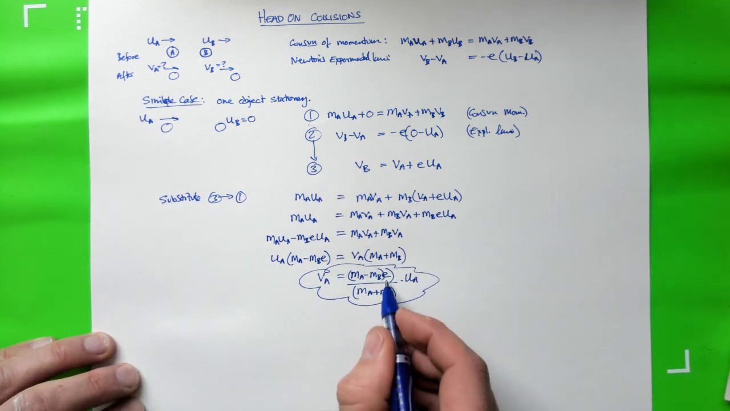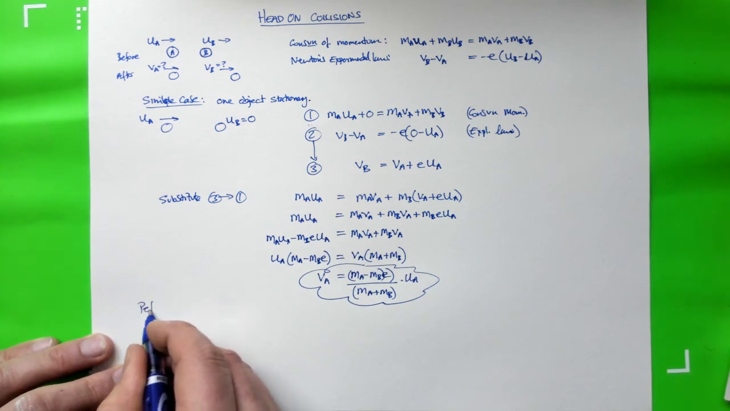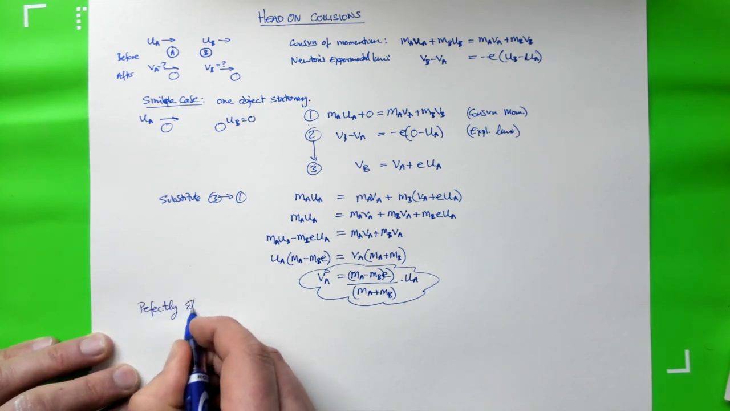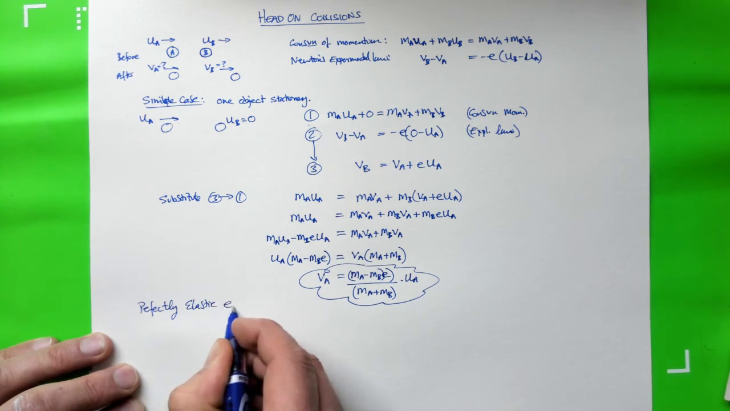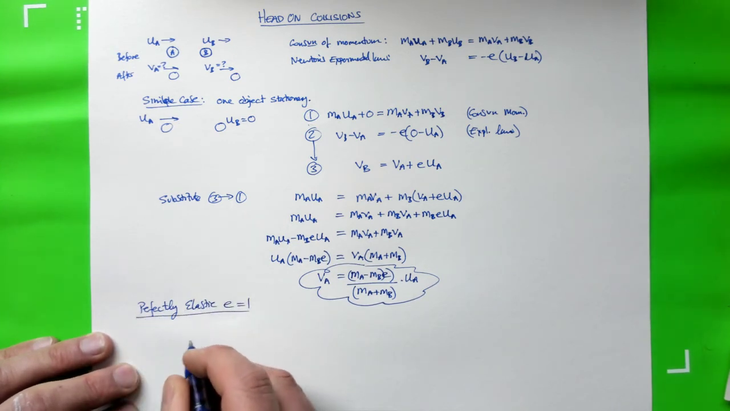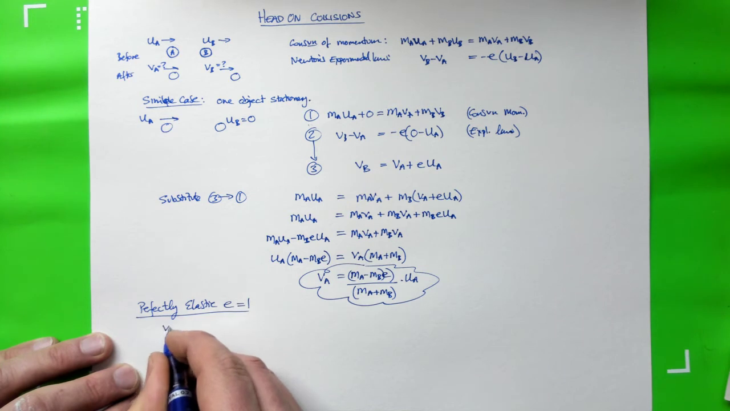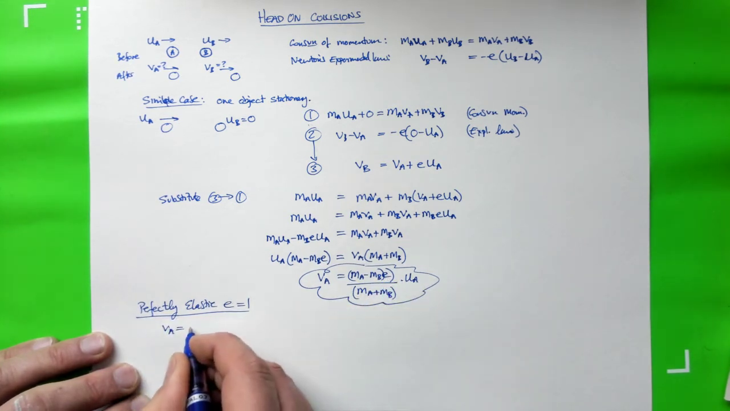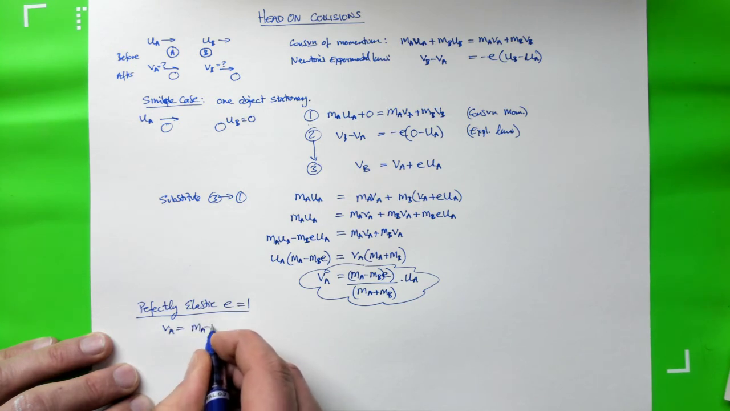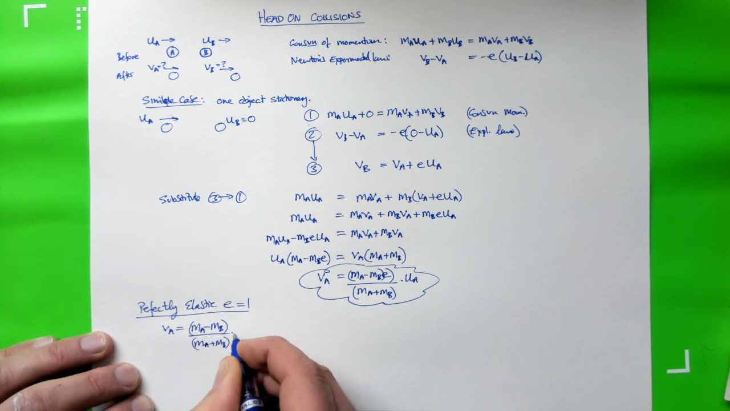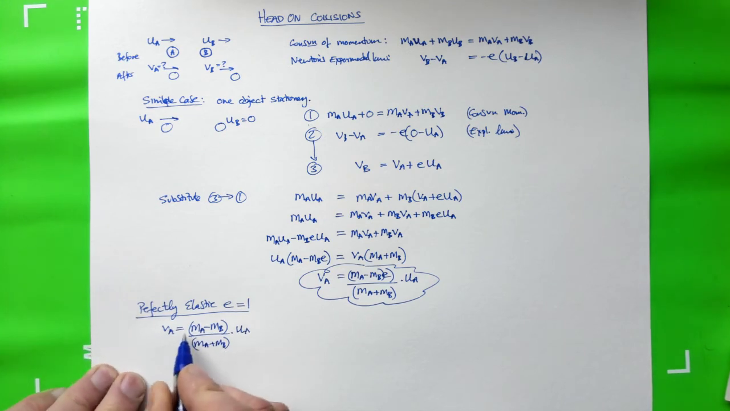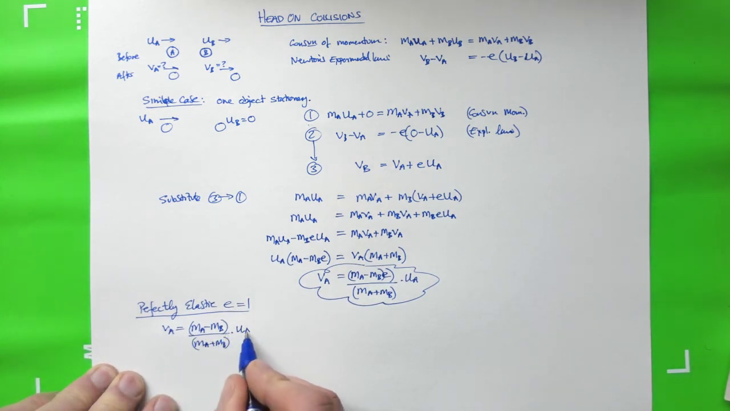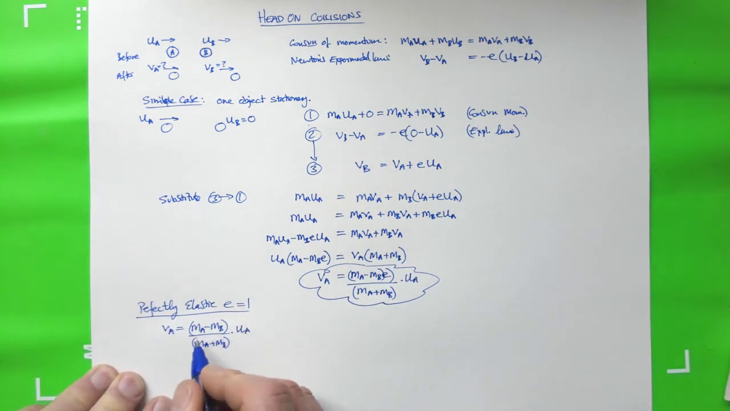Imagine that E is equal to 1 for a perfectly elastic collision. Now look, what have we got? So now VA, I'm just going to take this whole equation and put E equals 1 and just see what we end up with. MA minus MB over MA plus MB all times UA. So that's our relative velocities and our final velocities in the case of perfectly elastic collision.